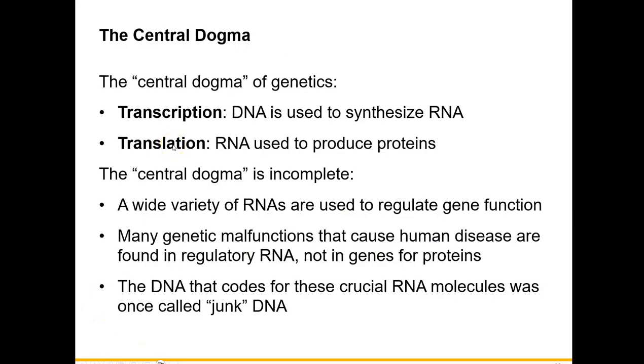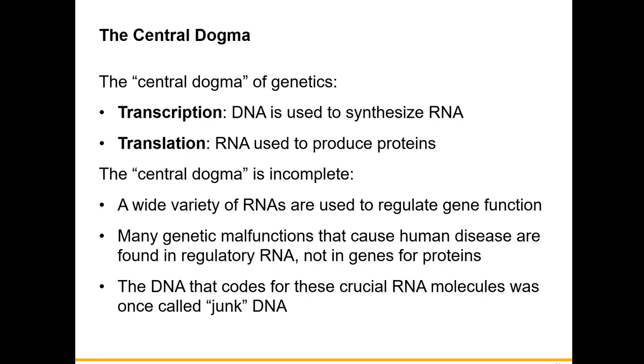So this idea of the central dogma. The central dogma begins at transcription and includes both transcription and translation. Transcription is when DNA is synthesized into RNA, or the transcript. And then translation is where we take RNA and make it into protein.